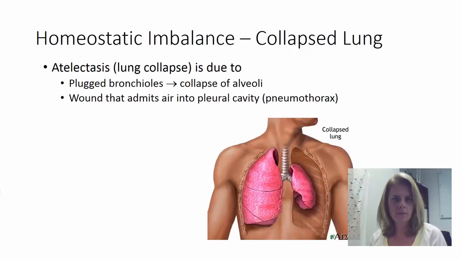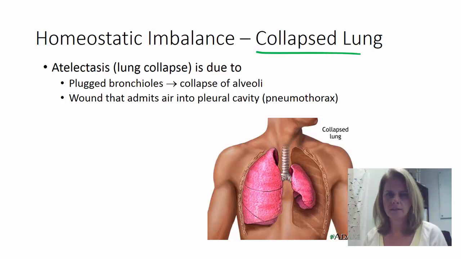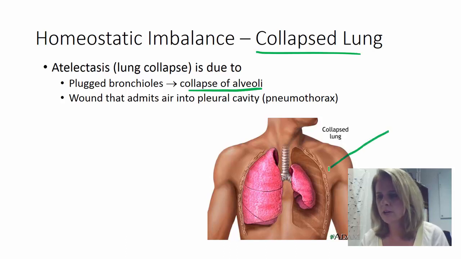So one thing you may have heard about is called a collapsed lung. All right, and the fancy word for that is atelectasis. So it's a lung collapse, and it can happen for various reasons. It could be a plugged bronchiole. So if the bronchiole is collapsed or plugged, then the air can't get into the alveoli, causing the alveoli to collapse. Also a pneumothorax. So that would be like a hole in the chest wall that admits air, so that now the air pressure is much higher than the pressure inside the pleural cavity and kind of causes the lung to collapse. So like a gunshot wound or something like that can cause a pneumothorax.